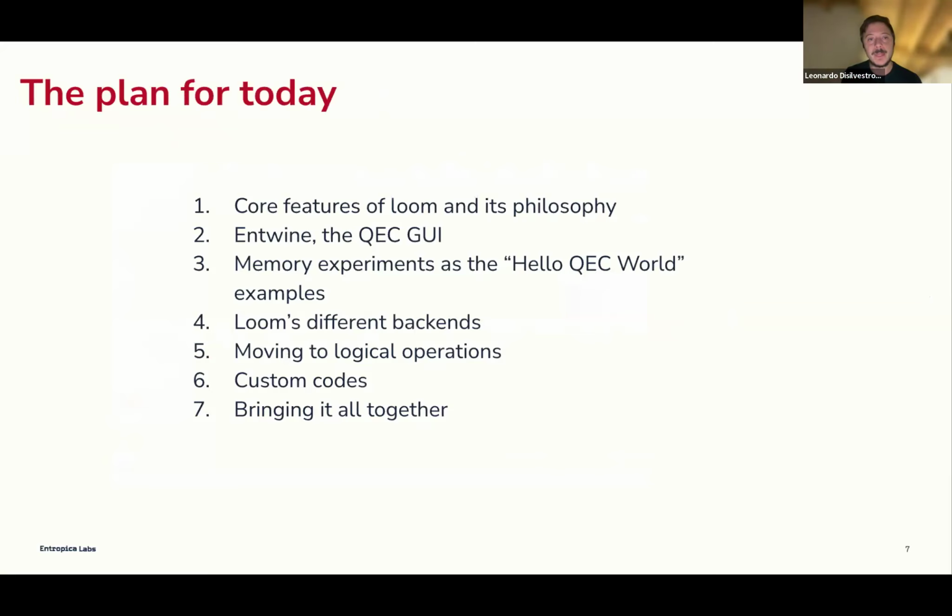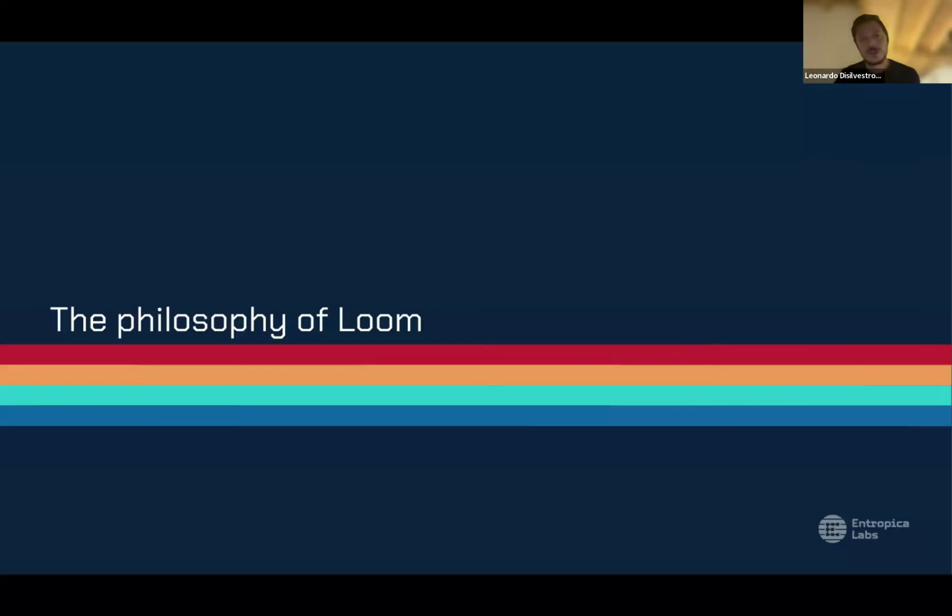So the plan for today is a little bit about Loom, its philosophy, what's inside it, then moving to Entwine, the QEC graphical user interface, then the memory experiment, so the simplest kind of experiment you can do, the first meaningful thing you will do in quantum error correction. Then I'll talk about the different backends you can target with Loom, talk a bit about logical operations, some custom codes, and give some perspective at the end. Should take about half an hour, 40 minutes, depending on how fast I go.